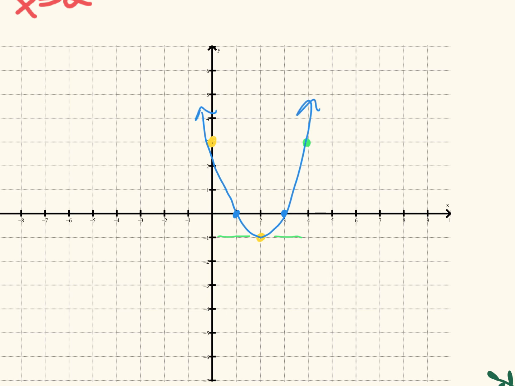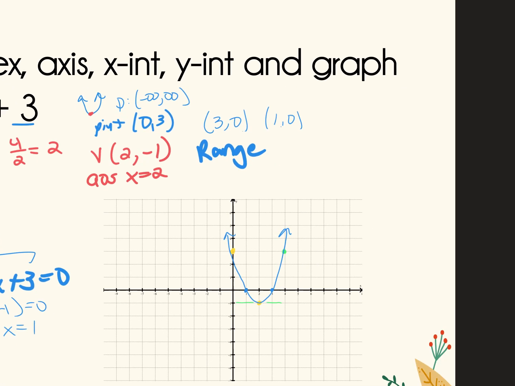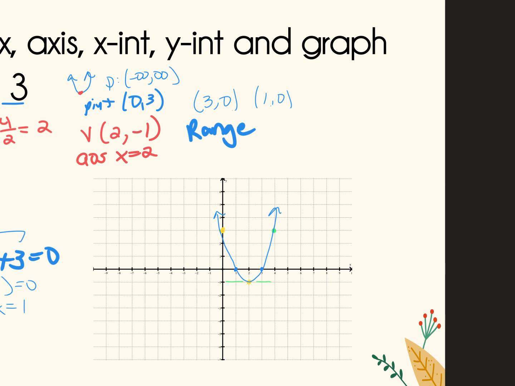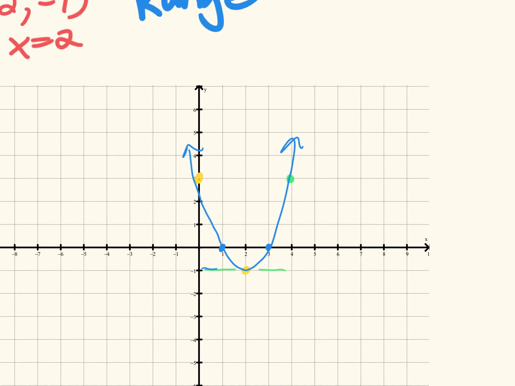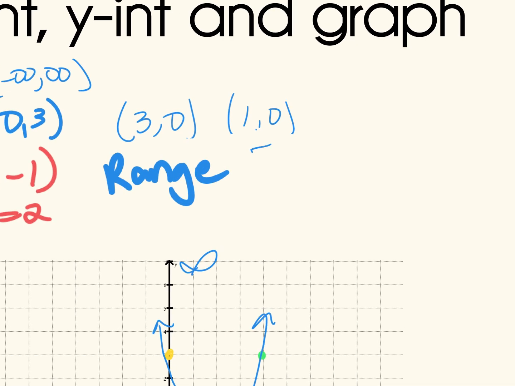So the last thing you might be asked to find, since we found domain, is to find the range. Well, let's talk about range. Range, remember, guys, range is based upon the y-axis. We read it from low to high. So the lowest point on this graph would be -1, and the highest point is going to appear at infinity. So our range is going to be from -1 to infinity.